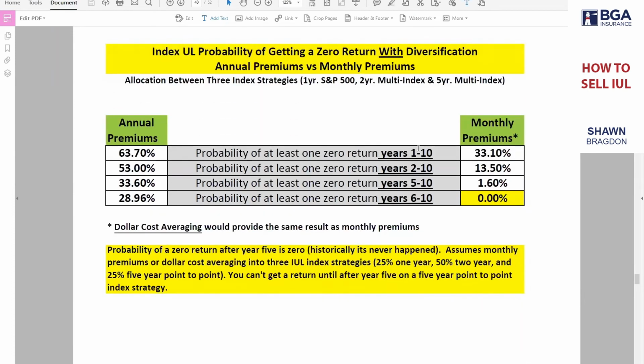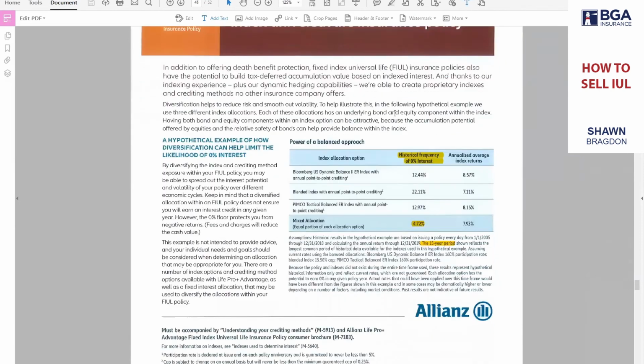Here's another report that shows that if we diversify between multiple different index strategies, that reduces your odds of getting a 0 if you pay an annual premium, and it dramatically reduces your odds of getting a 0 if you pay a monthly premium. And after year 5, in this particular study done by an insurance carrier, your odds of getting a 0 after year 5 are 0 if you pay monthly and diversify into multiple different index strategies. Historically, it's never happened. So what are we saying? Pay monthly, dollar cost average, diversify between multiple index strategies. You're going to do a better job for your client.